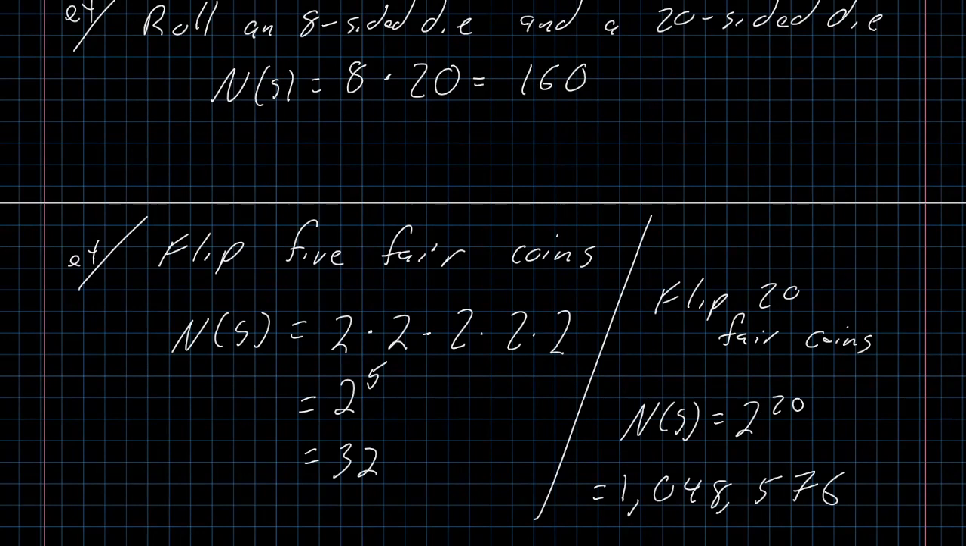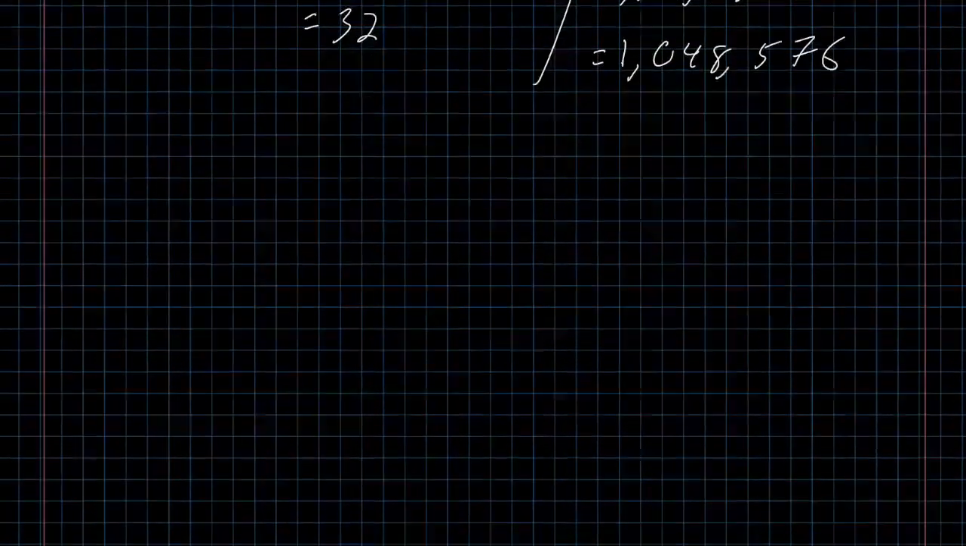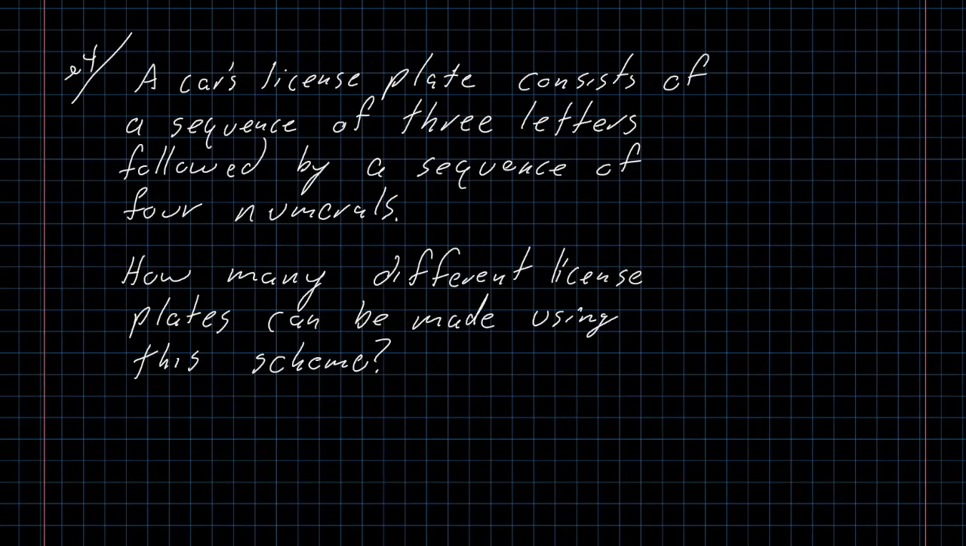One more example on the counting principle, just to show that you can use this in things that really don't feel like experiments, but when you stop and you take a step back, you can convince yourself they are. Mathematics is wonderful at this sort of an abstraction. A car's license plate consists of a sequence of 3 letters followed by a sequence of 4 numerals. The state of Pennsylvania started issuing license plates using this scheme about 20 years ago or so. How many different license plates can be made following this scheme?